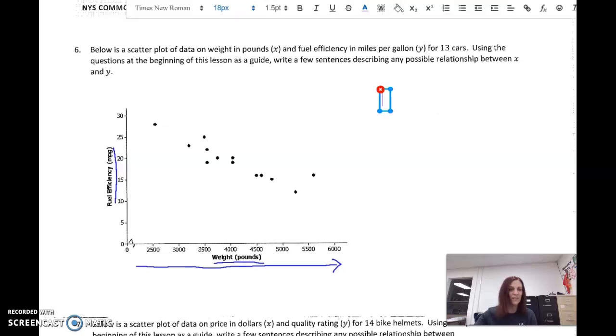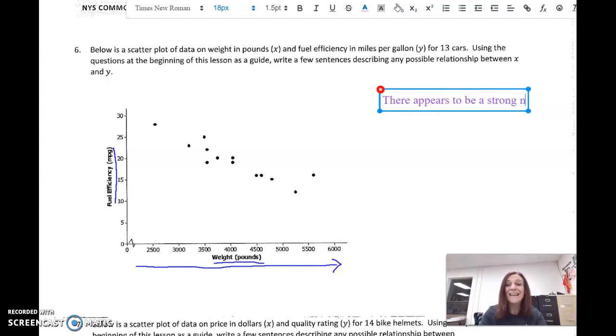So let's say that. There appears to be a strong negative, right? Because it's going down from left to right, negative slope. Linear relationship. And I'm covering that all in there. Negative and linear.